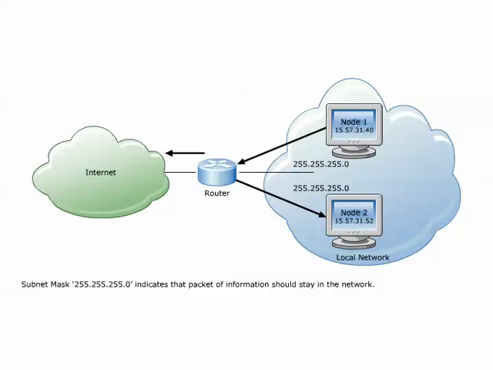The subnet mask looks like an IP address and usually reads 255.255.255.0. This tells the router that all messages with a sender and receiver having an address sharing the first three groups of numbers are on the same network and shouldn't be sent out to another network. Here's an example. The computer at address 15.57.31.40 sends a request to the computer at 15.57.31.52. The router, which sees all the packets, matches the first three groups in the address of both sender and receiver, 15.57.31, and keeps the packet on the local network.